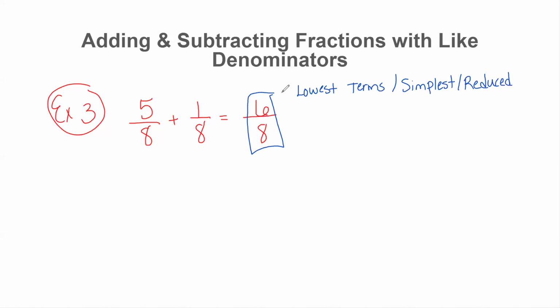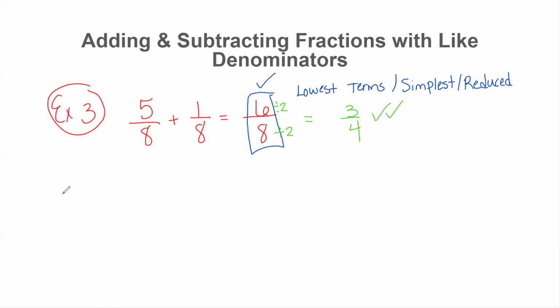So examples 1 and 2 did not reduce. They were just already good. They were correct, nothing more to do. This one, while this is correct, let's reduce. Both 6 and 8 are even. So let's divide by 2 on top and bottom, giving us 3/4. So that would be the best answer, the reduced or the simplest or the lowest.